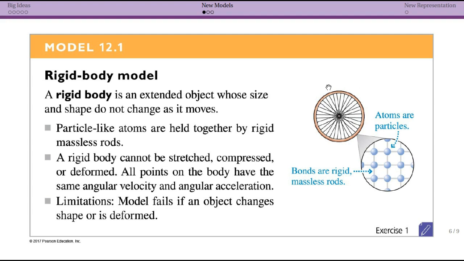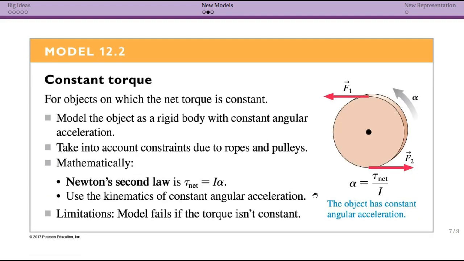An example of that is when you have a pulley, which is a rigid body that you approximate as a cylinder, and maybe there's a bucket hanging from it, and in that case you can maybe model the bucket as a particle. A second model is the constant torque model.